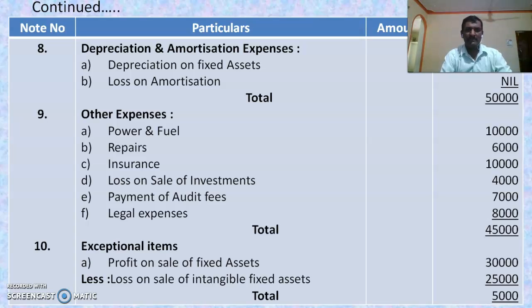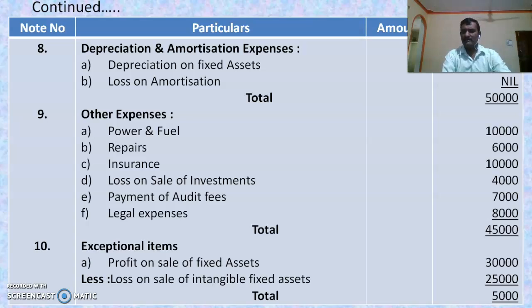And about other expenses, they gave six items at the left hand side of the problem: power and fuel, repairs, insurance, loss on sale of investments, payment of audit fees, and legal expenses. These are to be taken under this note, and the total is taken to the statement of profit and loss under the head expenses as other expenses. And the very important item is the exceptional item. Here they gave two pieces of information, one at the right hand side of the problem and another at the left hand side. At the right hand side they gave the profit on sale of fixed assets, and at the left hand side they gave the loss on sale of intangible fixed assets.